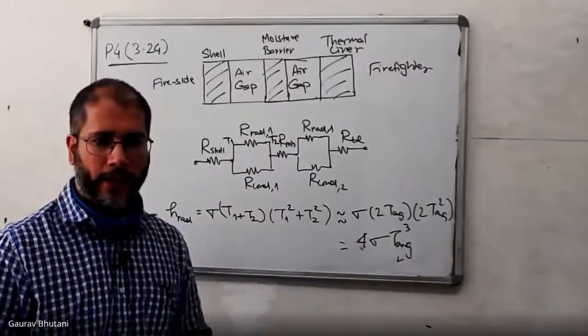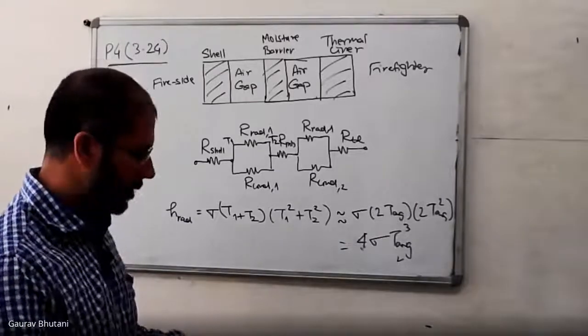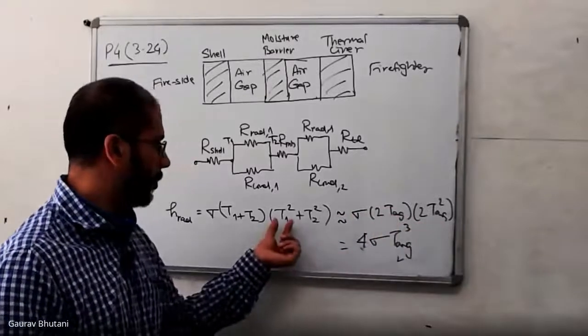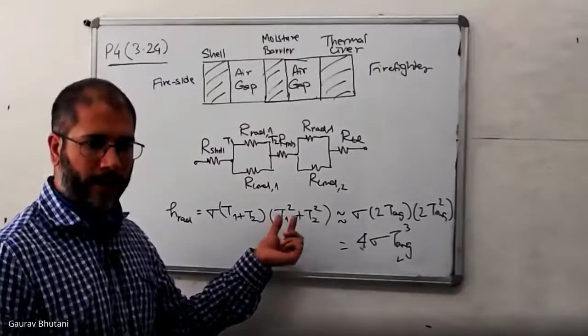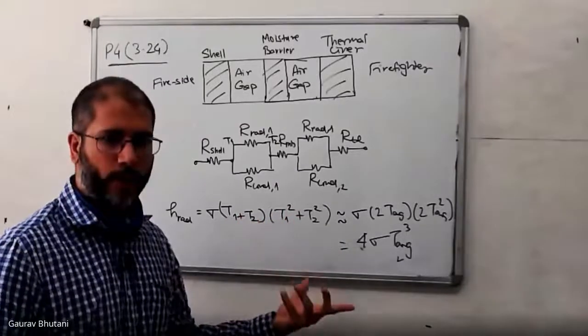So that's an idea I want to discuss. It's a very common idea that we use in radiation problems while calculating resistances. Because these temperature numbers are quite high, the difference between them is not that large. So we can assume that T1 plus T2 is approximately twice T average.